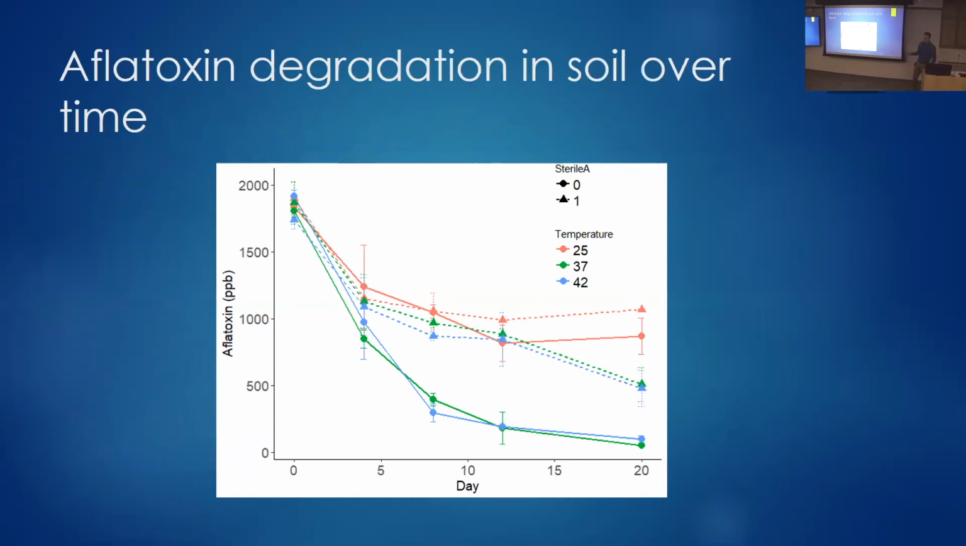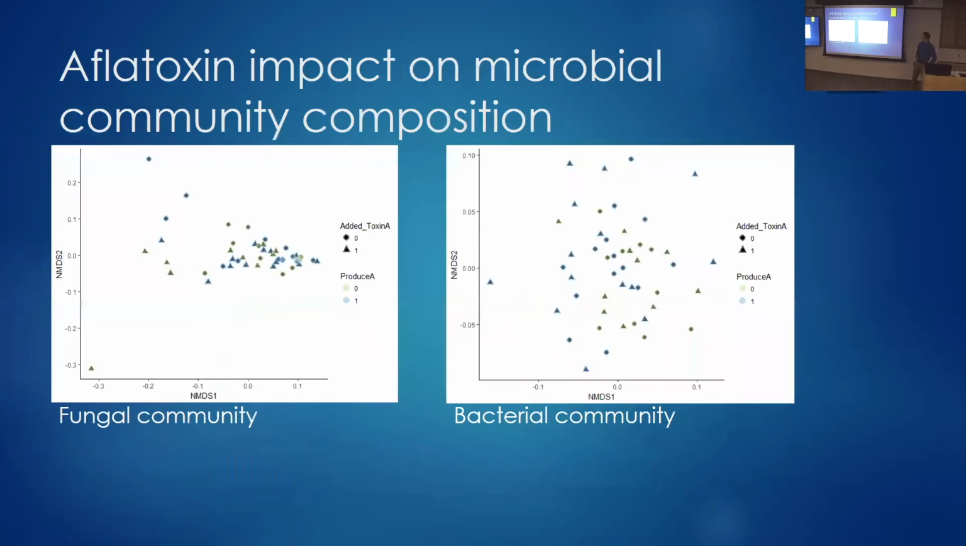Next, we wanted to look at the impact on microbial composition. So these are NMDS plots. Essentially, I don't want to get into it too much, but it's a multivariate analysis to look at the community structure. And what I want you to see here is that we have added toxin, and then we have the producing ability of the fungus.